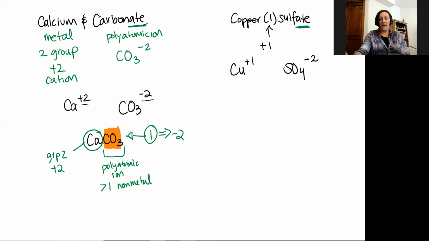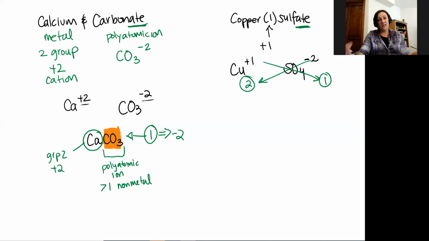So with my SO4 -2, I am going to try to balance out that charge with these copper +1 ions and determine what ratio I need. So I can use my crisscross rule, and I'll put this here and here. That means I'm going to need 1 of my sulfate and 2 of my copper.